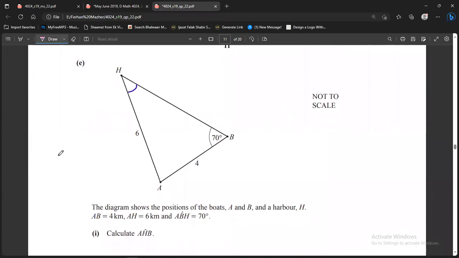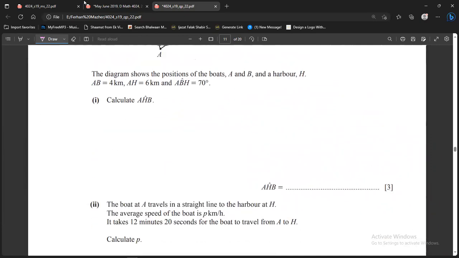The diagram shows the positions of the boats A and B and a harbor H. AB is 4 kilometer, AH is 6 kilometer, and the angle ABH is 70 degree. Calculate the angle AHB. Okay. The side opposite to this angle is given, and the side opposite to this angle is also given. But I want to calculate this angle. So I will apply the sine rule, and I can do that.